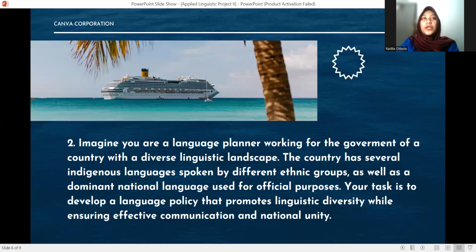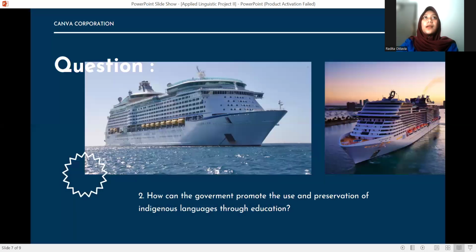For the second question, imagine you are a language planner working for the government of a country with a diverse linguistic landscape. The country has several indigenous languages spoken by different ethnic groups, as well as a dominant national language used for official purposes. Your task is to develop a language policy that promotes linguistic diversity while ensuring effective communication and national unity. For the question, how can the government promote the use and preservation of indigenous languages through education?